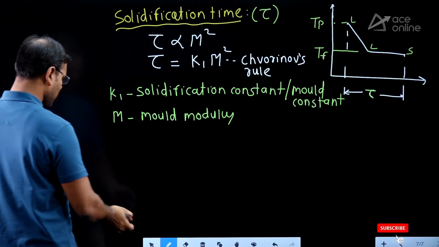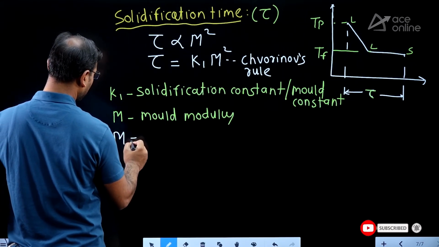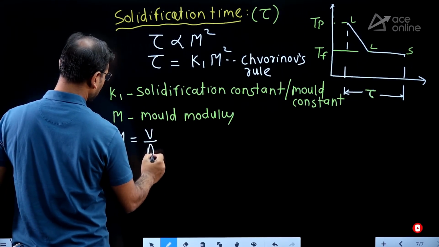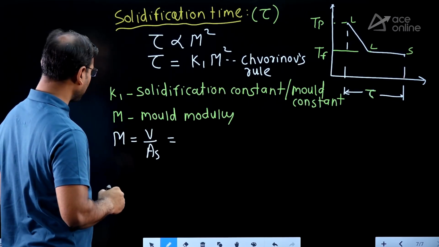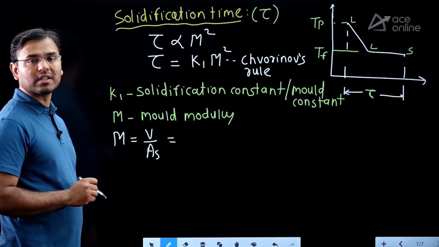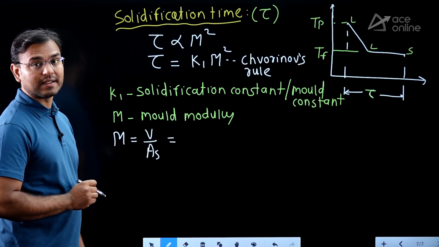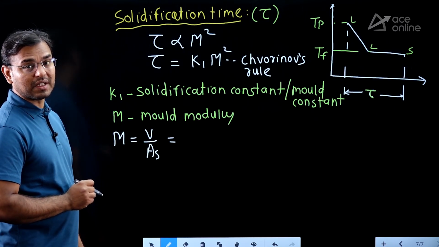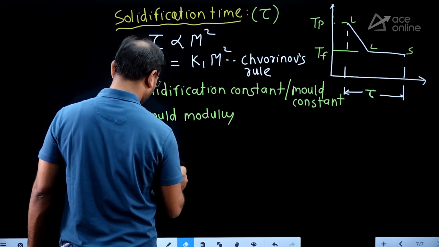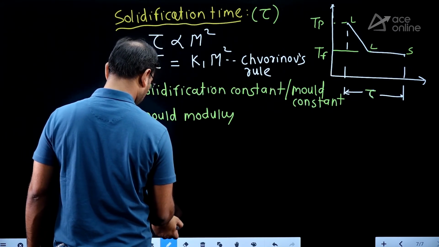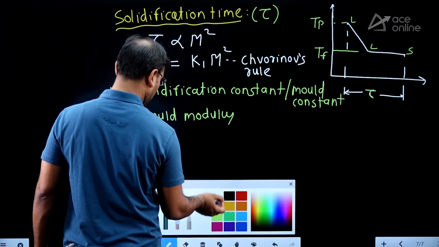And guys, the formula for mold modulus is also there. Mold modulus is equal to what? Volume divided by surface area. Whose volume is that? This is the volume of the casting cavity, and A_S is the surface area of the casting cavity losing heat. Capital V is the volume of casting. And what is the capital A_S?